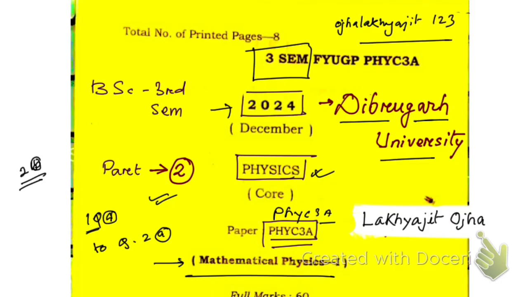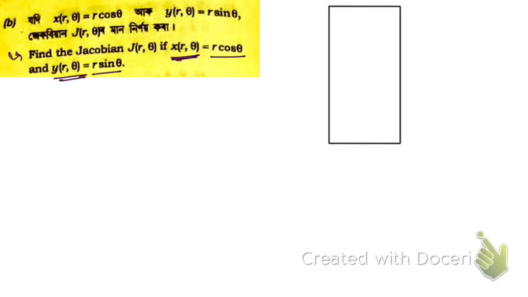So now let's start. Here you see, find the Jacobian of r, where x is a function of r comma theta, which is equal to r cos theta, and y is equal to r sin theta. Right, now what do you mean by Jacobian? First let me write here.